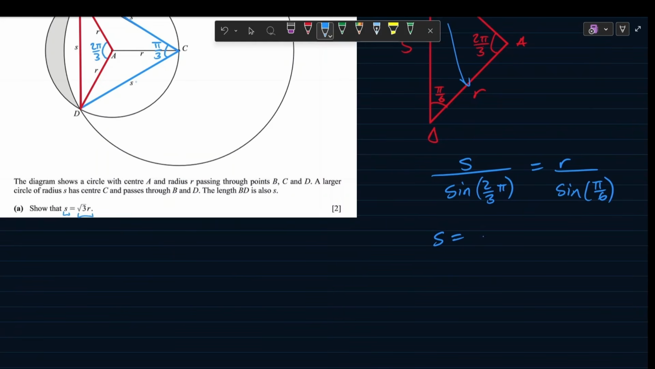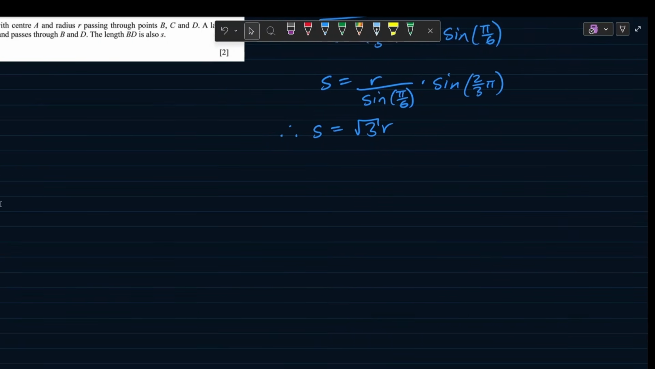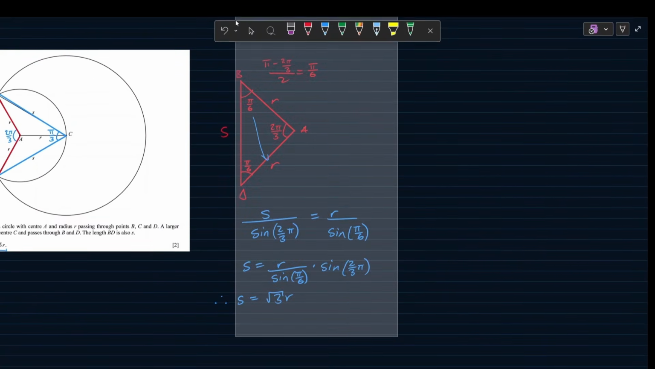So S is equal to R divided by sine pi over 6, multiplied by the sine 2/3 pi. So S is equal to, let's simplify those sines. Make sure you're in radians: sine of 2/3 pi divided by sine of pi over 6. And that gives us root 3. And don't forget that this is being multiplied by R. So that is indeed S is equal to root 3R. And that's going to be our final answer.